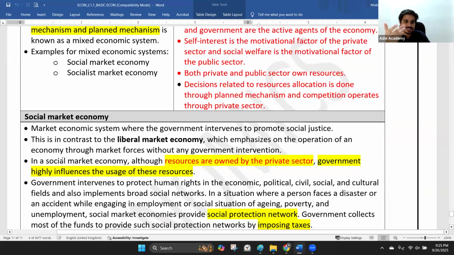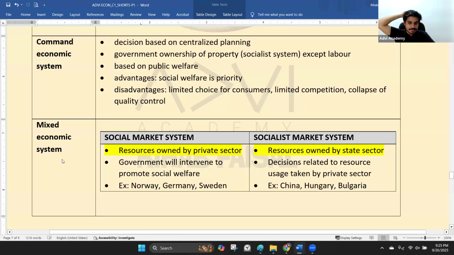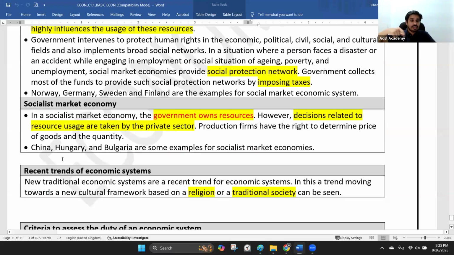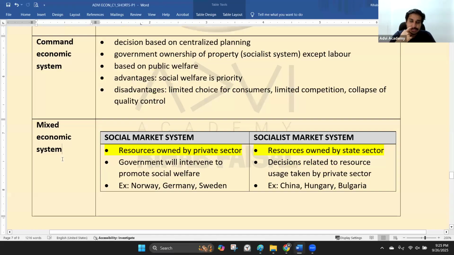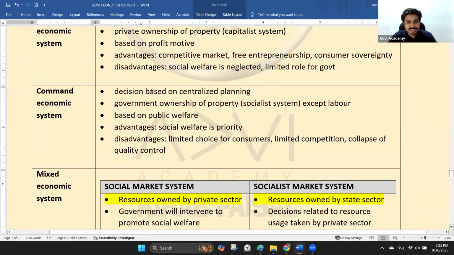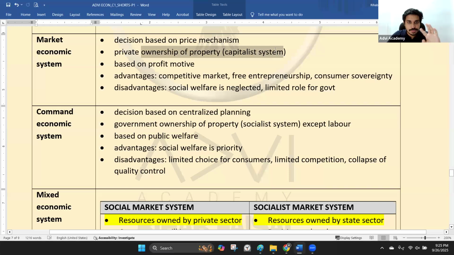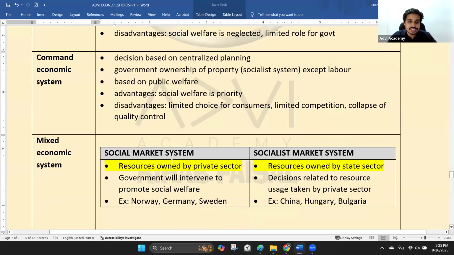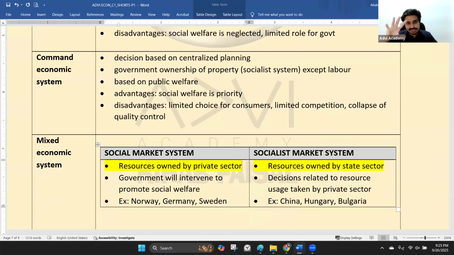Okay. For two things. I think I've given the examples here as well. Yeah. Sri Lanka is also like that. So now what is this? Social market means capitalism. Primarily capitalism because resources are owned by the private sector. Main thing is capitalism and market economy.